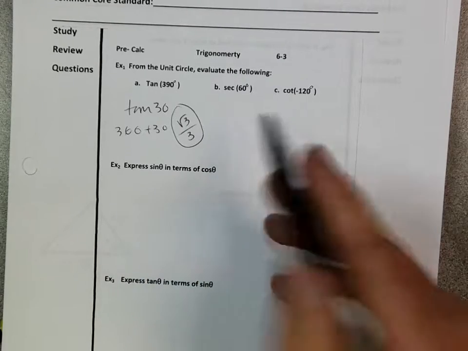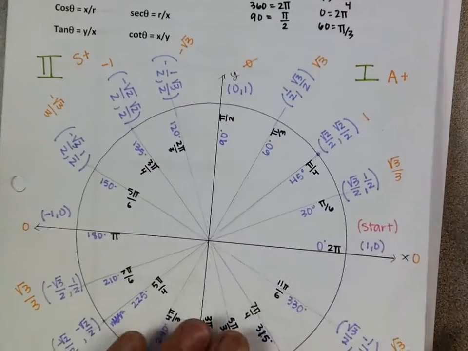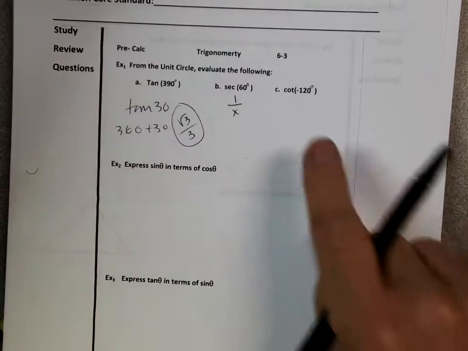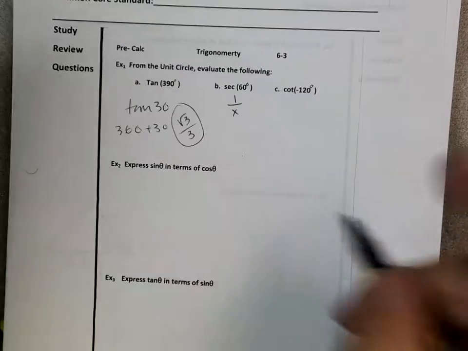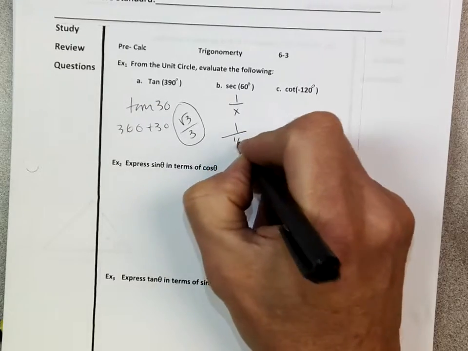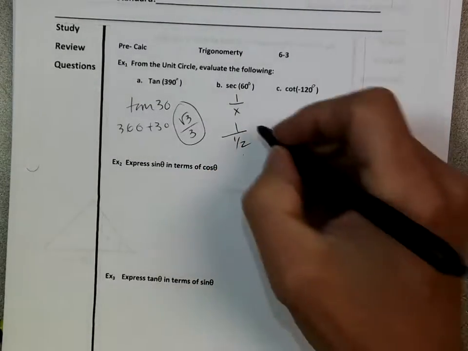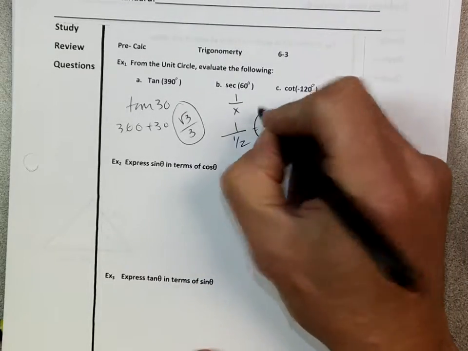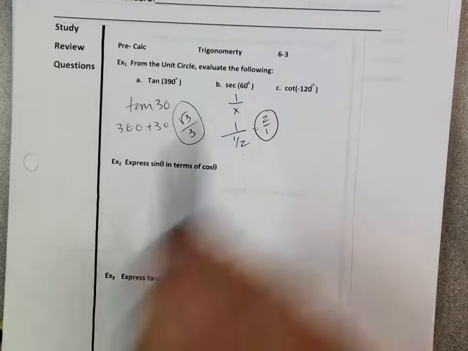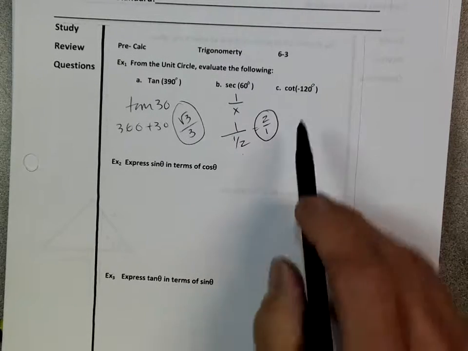Secant of 60. Secant is 1 over the x value, so we find 60 degrees. Here it is. And we're going to go 1 over the x value. The x value is 1/2. So we're going to go 1 over a 1/2. 1 over any fraction just flips it up. And so we end up with an answer of 2 over 1, which is just 2. All right. I guess that one you could have done on a calculator because you'd get 2 anyway, right? Can't go wrong on that one.